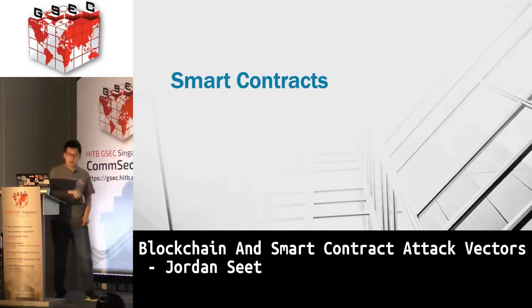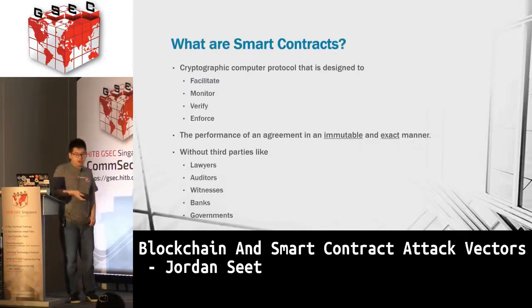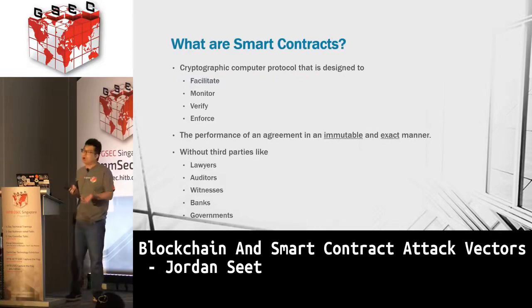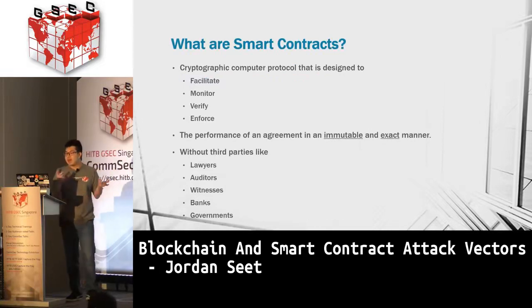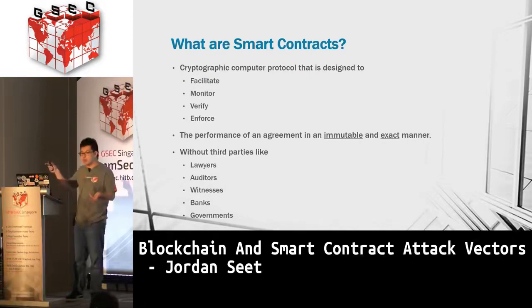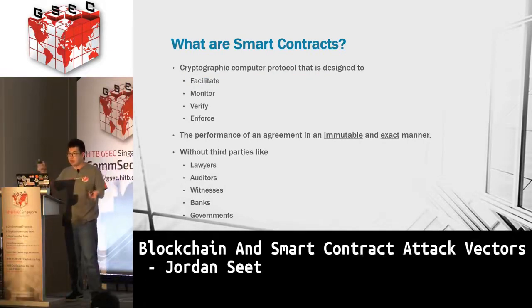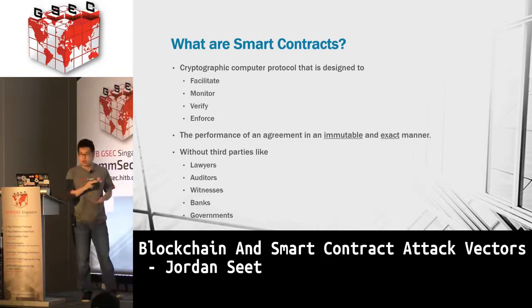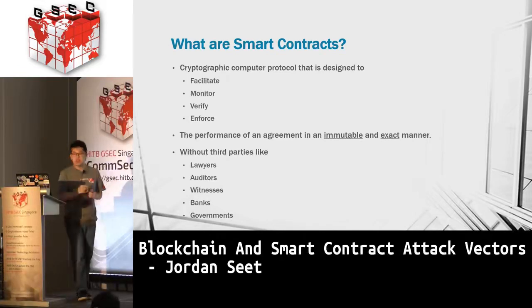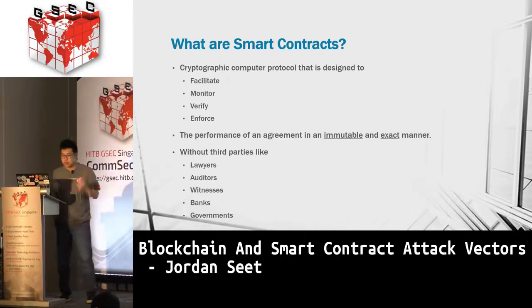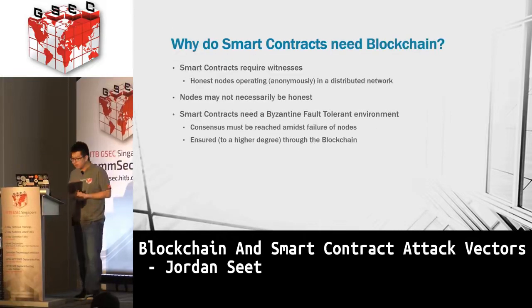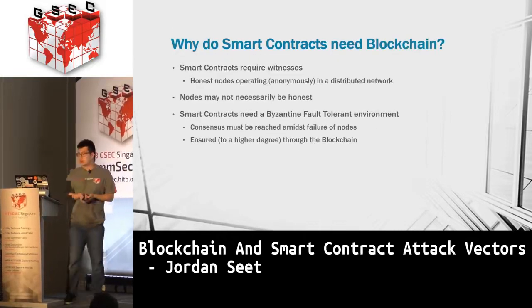So let's talk about smart contracts. Smart contracts are basically cryptographic computer protocols designed to facilitate, monitor, verify, and enforce performance of agreements, aka contracts, but not in the legal sense, in an immutable and exact manner, which is whatever is coded in the contract will be executed in that manner, without the need for third parties like lawyers, auditors, banks, witnesses, and governments. Now, why do smart contracts need a blockchain?